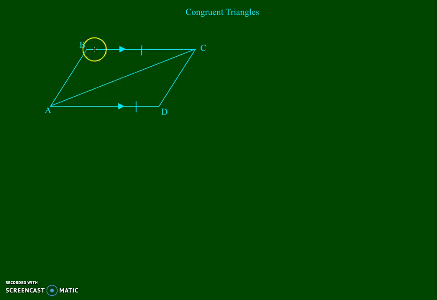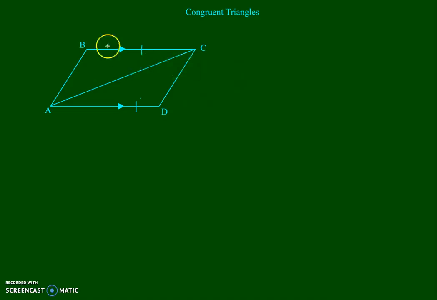In this example, we have a quadrilateral that gives us that BC is parallel to AD and BC is congruent to AD. So this is the congruent symbol. This is the parallel symbol. So what postulates can we use, if any, to determine if these two triangles are congruent?